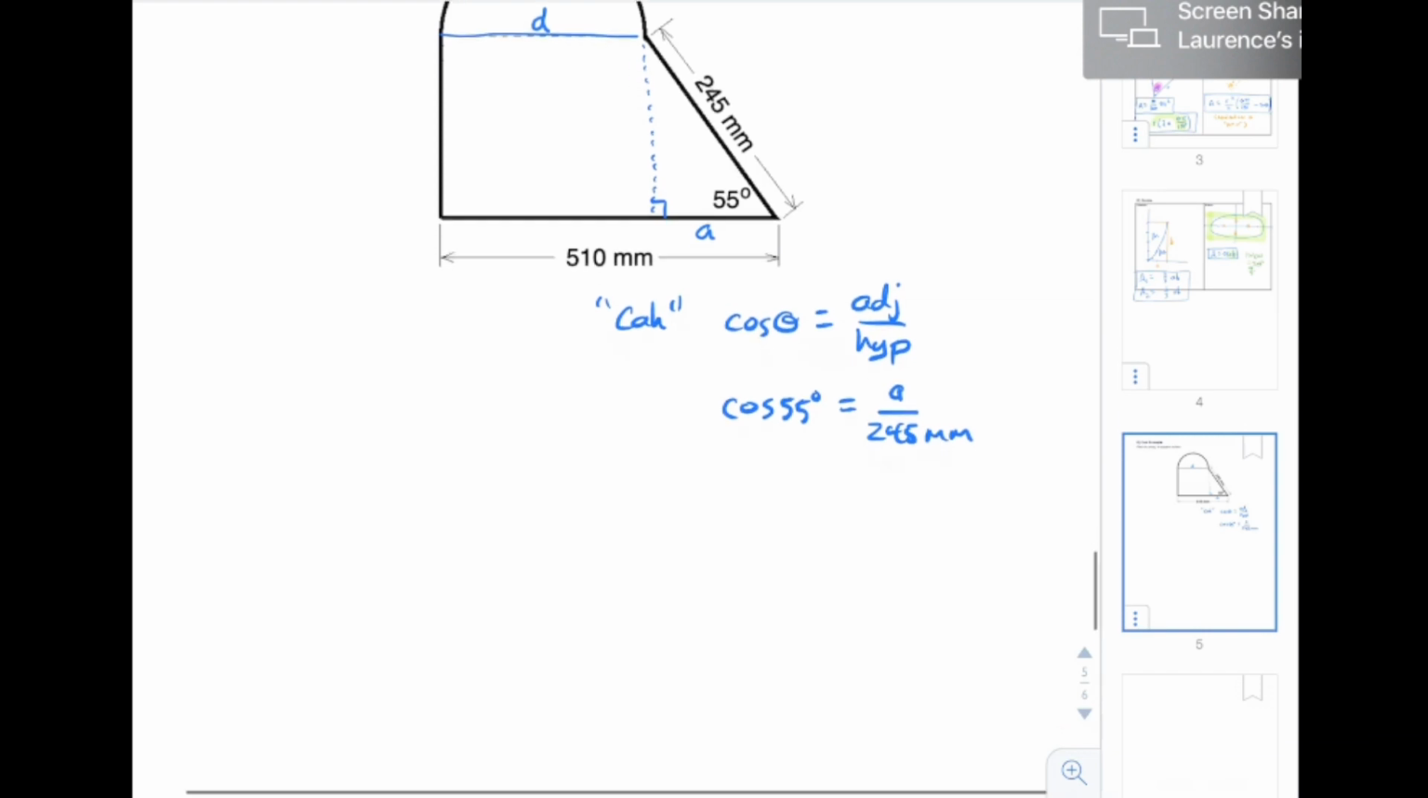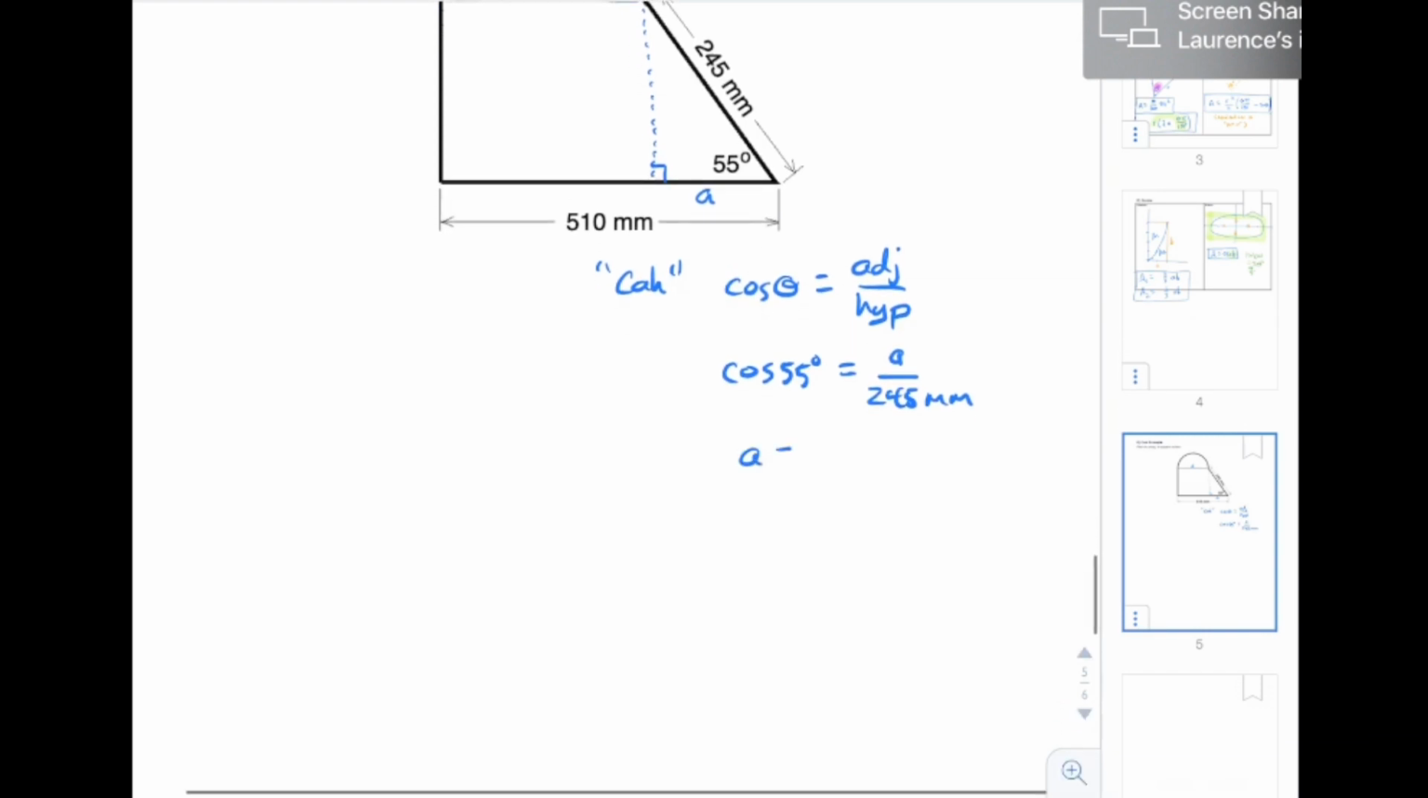Basically, you multiply both sides by 245. 245 times the cosine of 55. I gotta type this out here. 245 times cosine of 55 is, I'm getting 140.53. I'm going to use 5 sig figs here. 140.53, and this is millimeters.